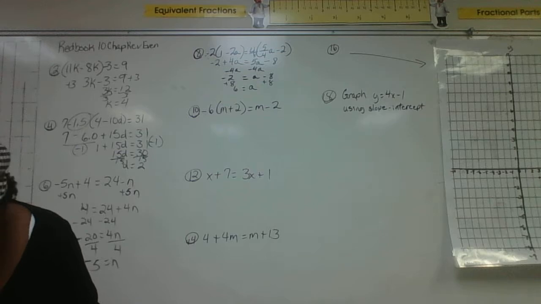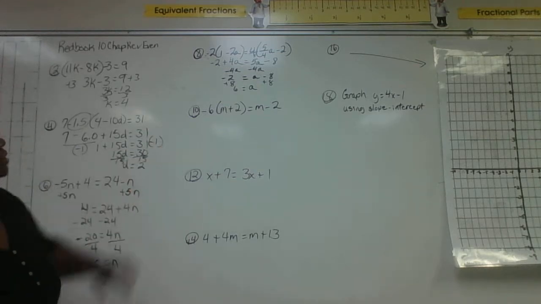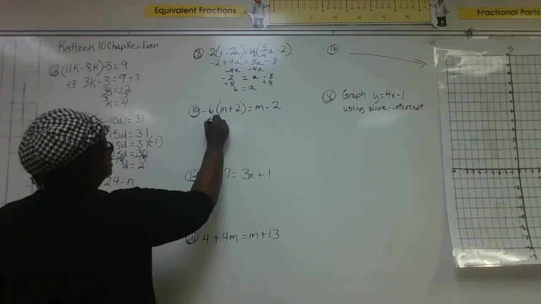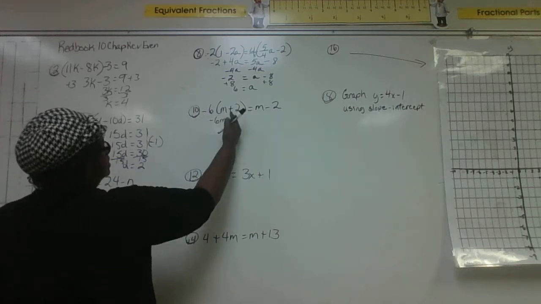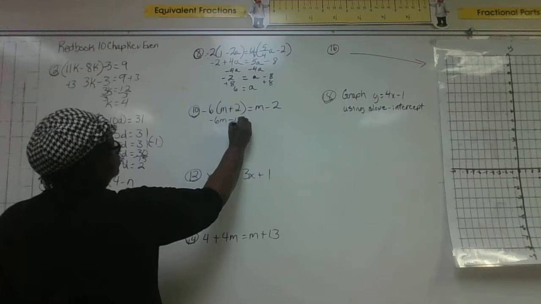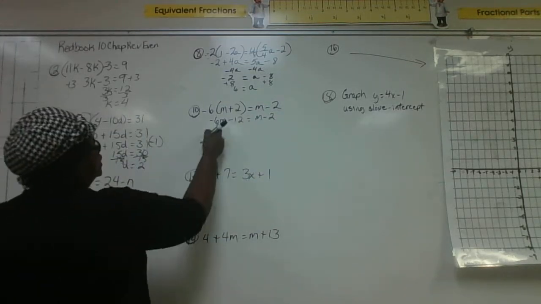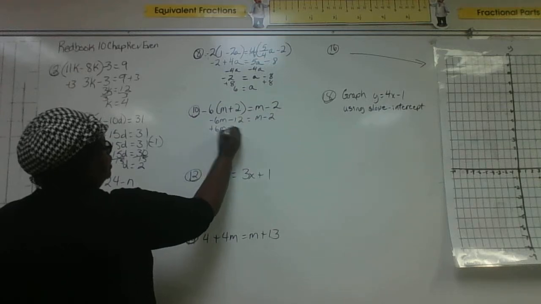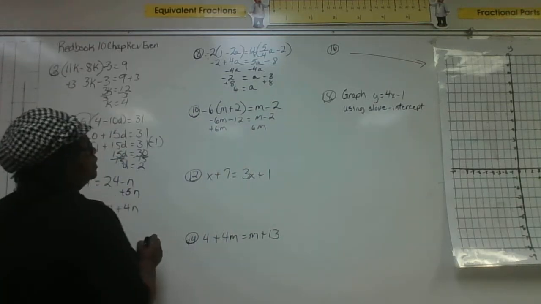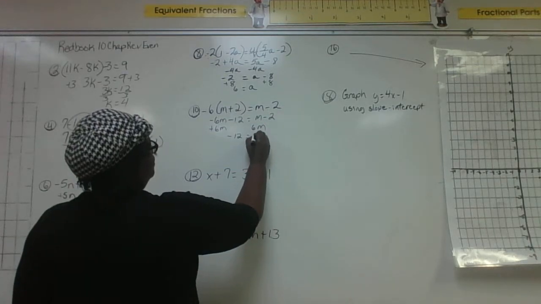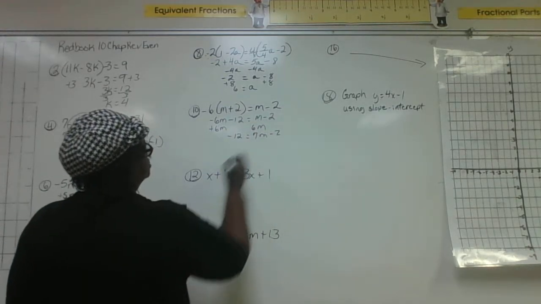Okay, now let's look at number 10. Distributive property again, negative 6 times m is negative 6m. Negative 6 times positive 2 is a negative 12 equals m minus 2. Now we're going to move the negative 6 over by making it positive 6m. And therefore we have negative 12 is equal to, in this case, we have 7m minus 2.